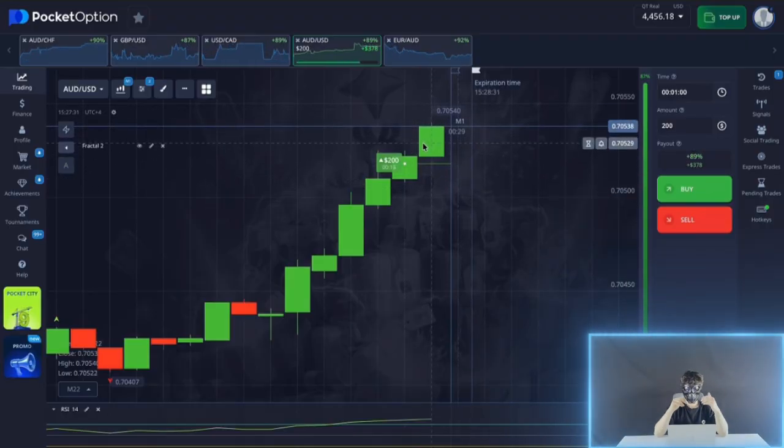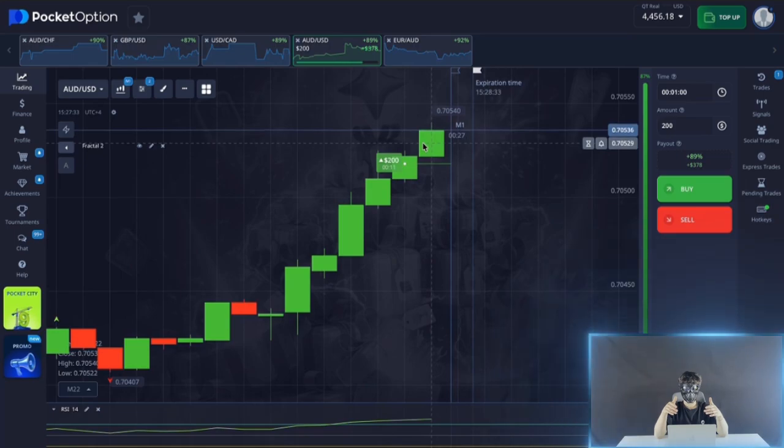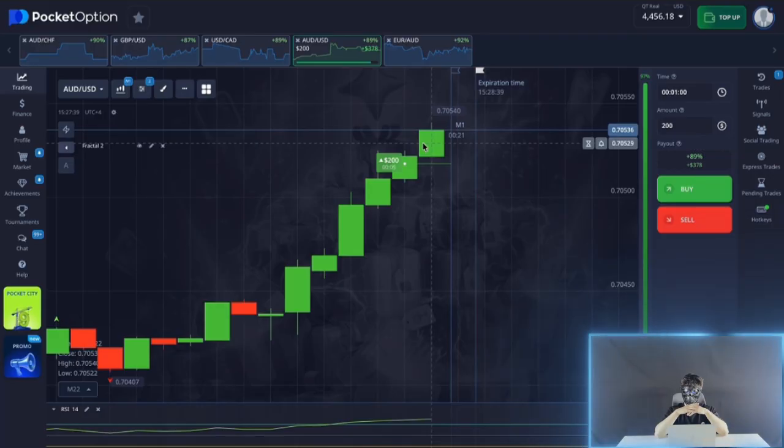Overall, I believe this is a very good situation. It's very simple, as you can see. It is as simple as it gets. This strategy is perfect for beginners.